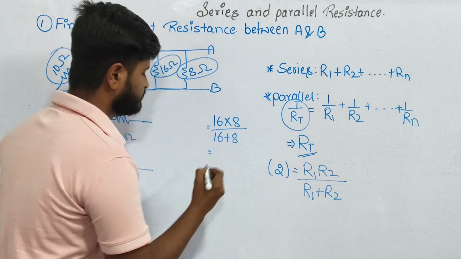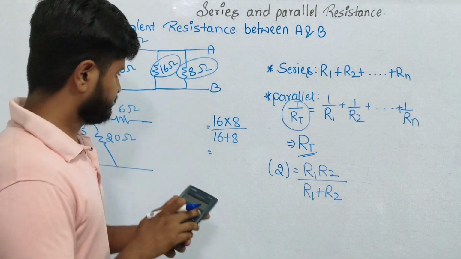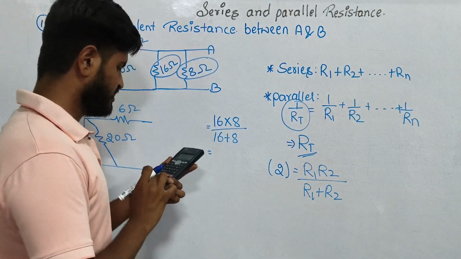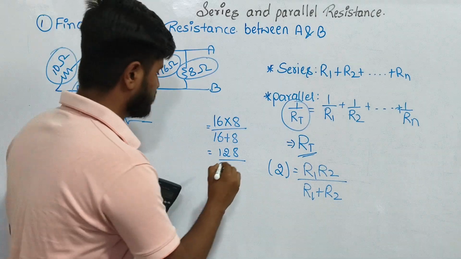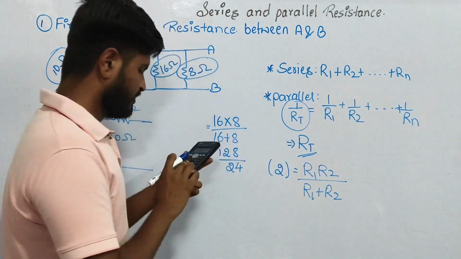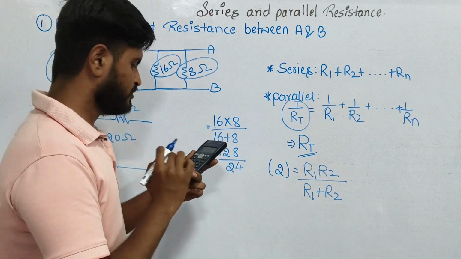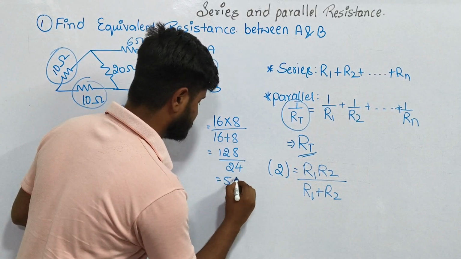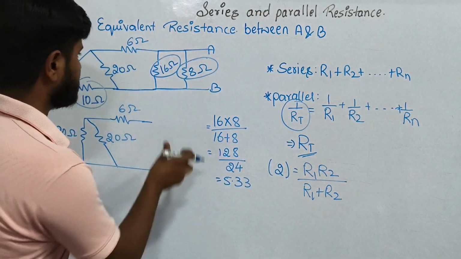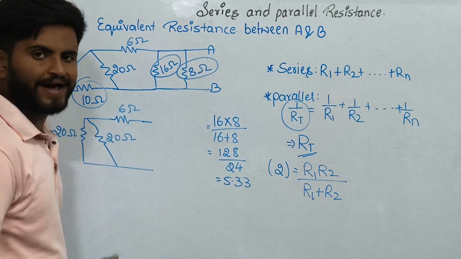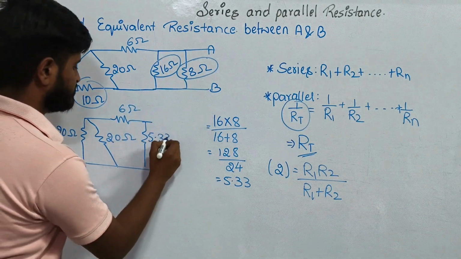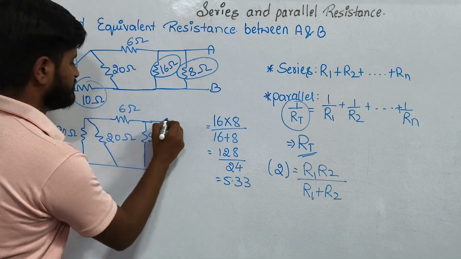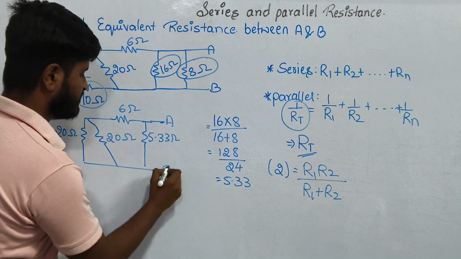So what will be the value? 16 into 8 will be 128, divided by 16 plus 8, which is 24. So 128 divided by 24 will be 5.33. So this is the equivalent resistance of these two parallel resistances. I can write 5.33 ohm, which is in between A and B.